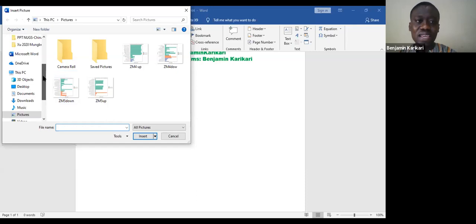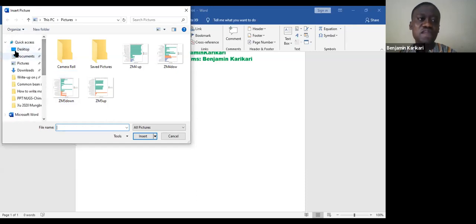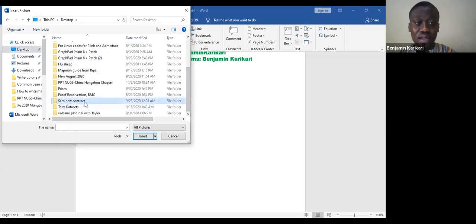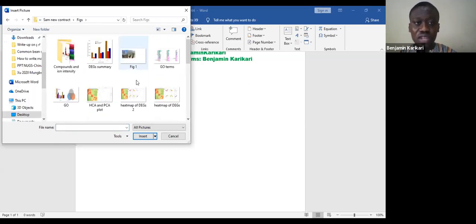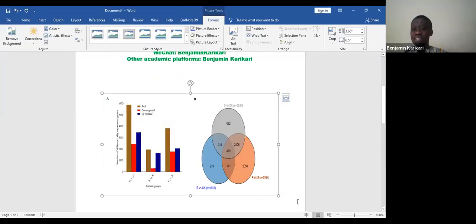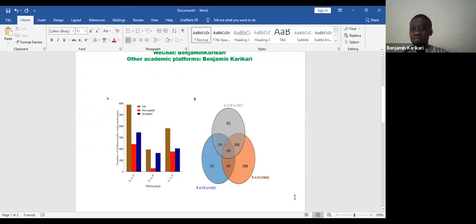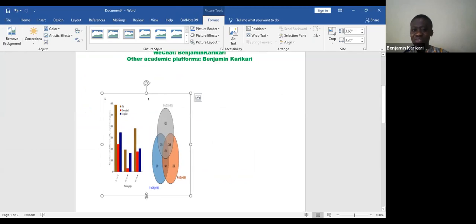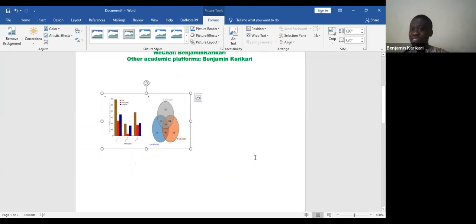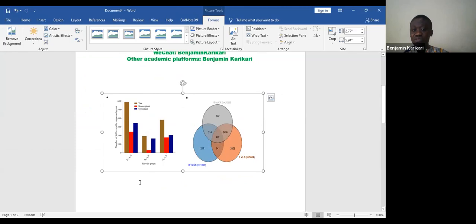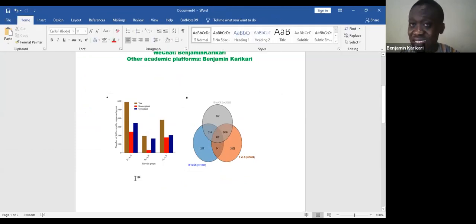So let's say we want to insert a picture from this folder. You want to insert this picture. You see here, this is my picture. I have inserted it. If it's too big, I can reduce it. You see, the quality is still the same. So yes, you can do some of these things to improve your writing skill.